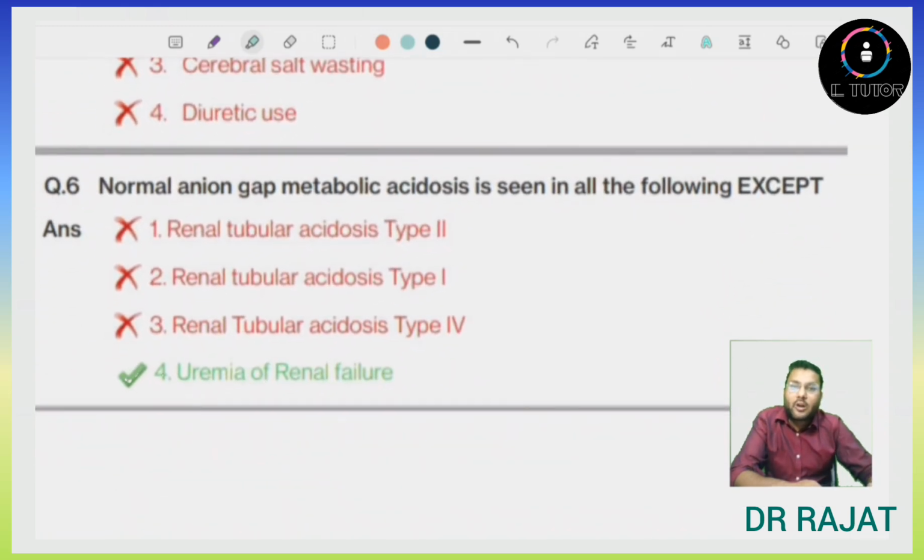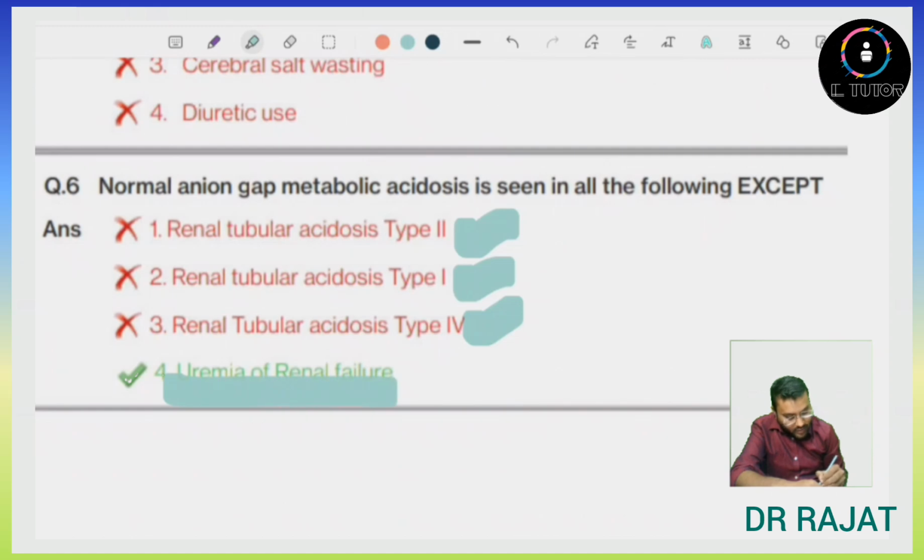Normal anion gap metabolic acidosis is seen in all the following except. So renal tubular acidosis type 2. In all types of renal tubular acidosis, we know that NAGMA is present, which is normal anion gap metabolic acidosis. So in all types, NAGMA is present, but not in the uremia of renal failure. In uremia of renal failure, generally high anion gap metabolic acidosis is present.